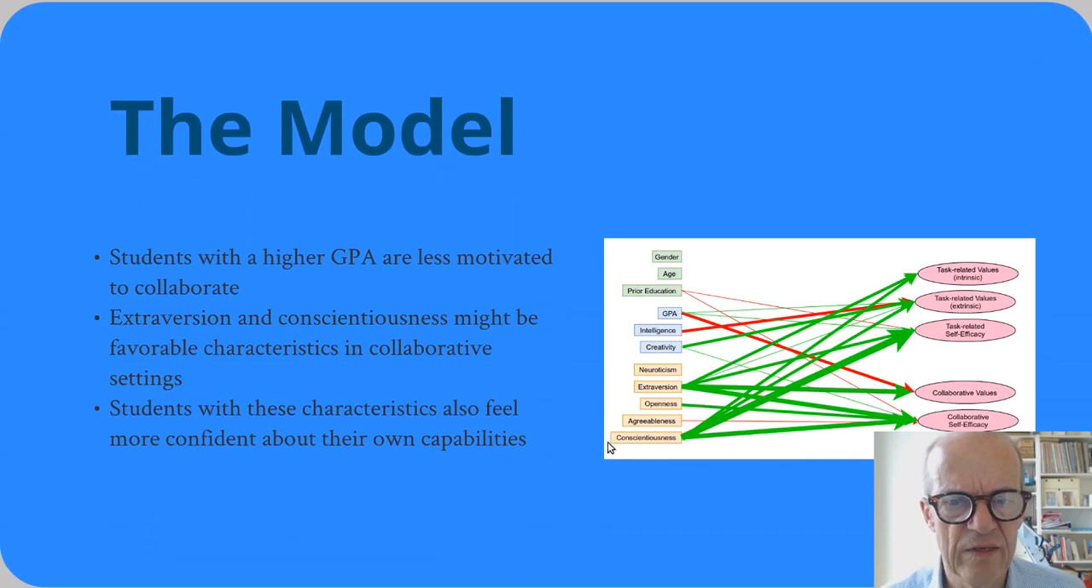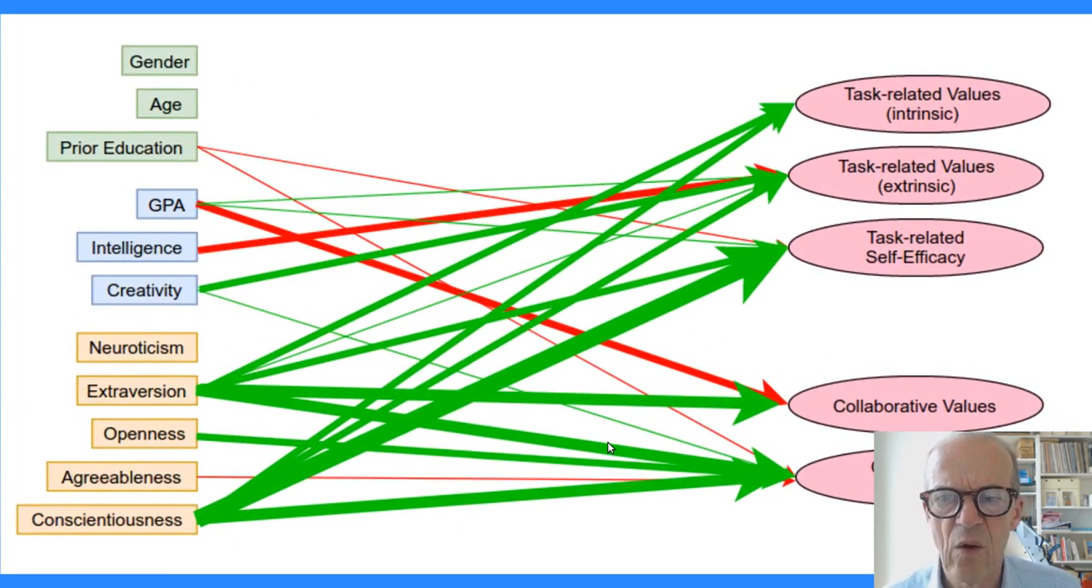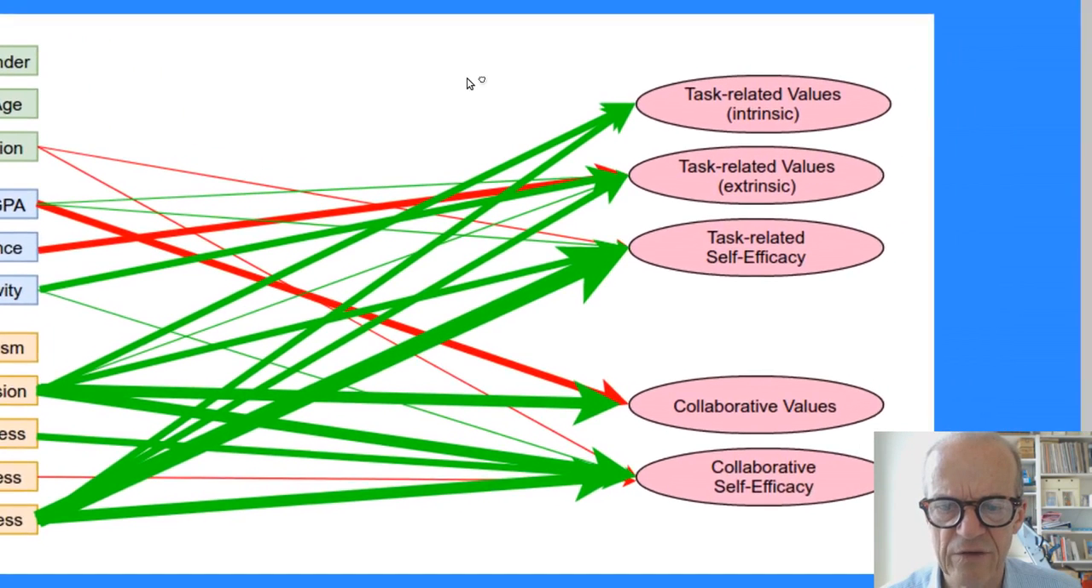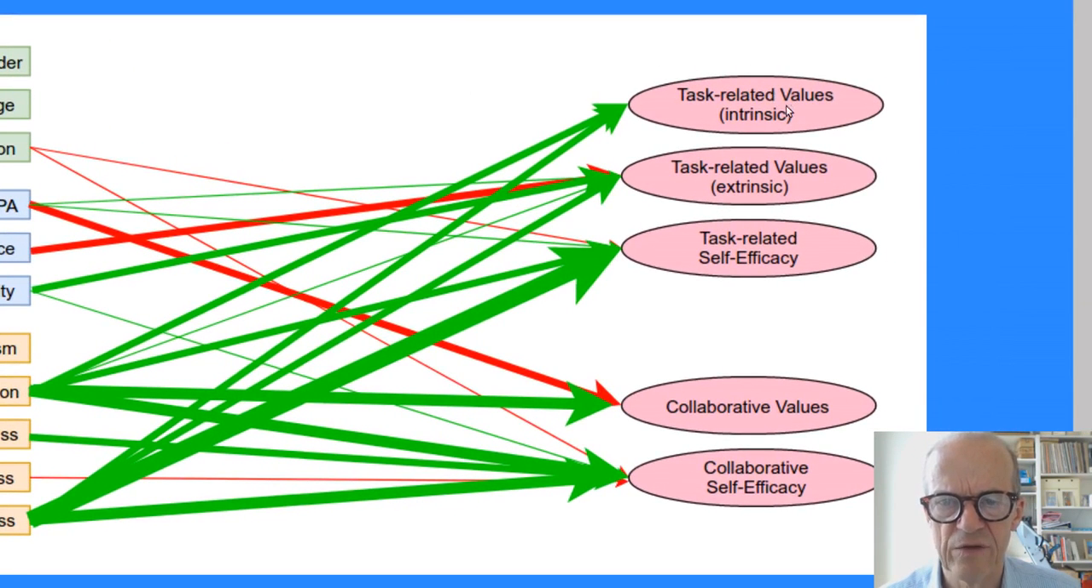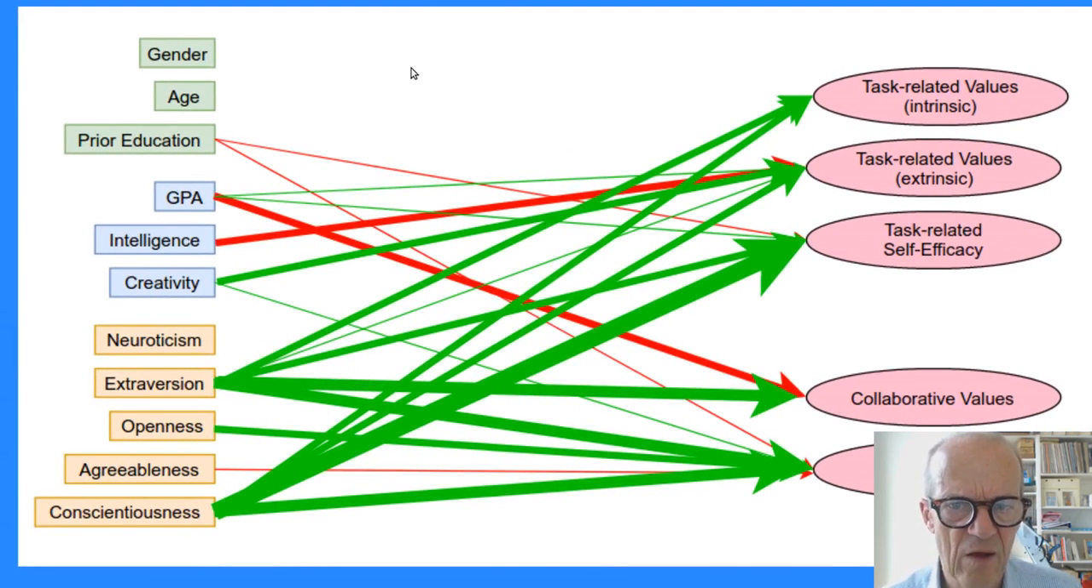So the cognitive variables, the motivation variables, and we studied the influence of these variables on, let's immediately show the model, on the collaborative and the task-related values. So we have the task-related values intrinsically, the task-related values extrinsically, the task-related self-efficacy, and the collaborative values and the collaborative self-efficacy. That were, in this model, the dependent variables. So the outcome variables, on which we studied the influence of various student characteristics, on these motivation variables.